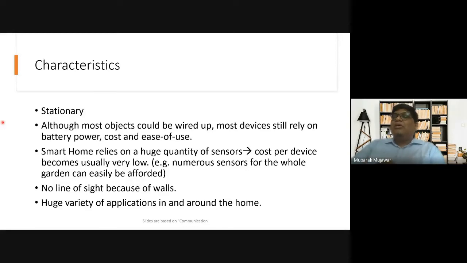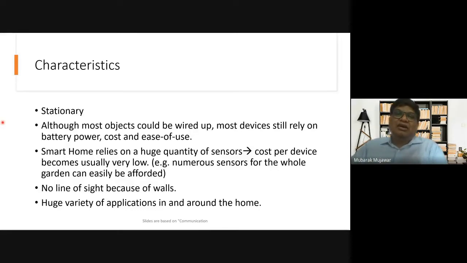So one of the essential characteristics is that the cost per device has to be very low because we are using too many sensors. If we are using sensors which cost about 1,000 rupees per sensor, and we are using 100 of them, then I cannot afford 1 lakh rupees for just sensors. So we have to make sure that the cost per device is very low, which means the communication tools which we are using also have to be a bit less pricey.